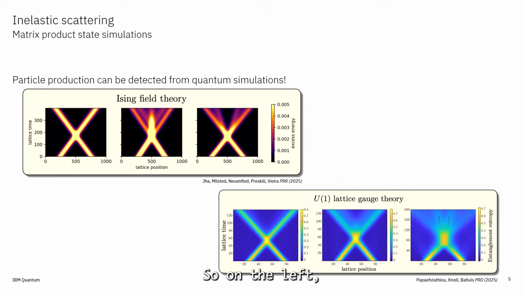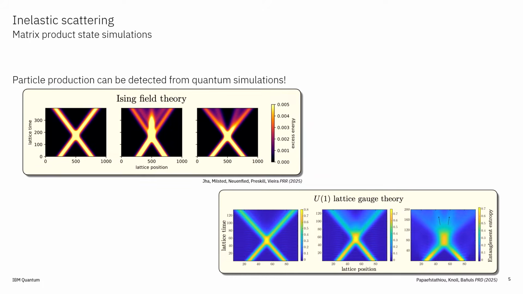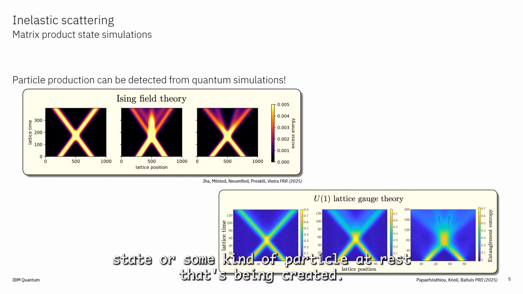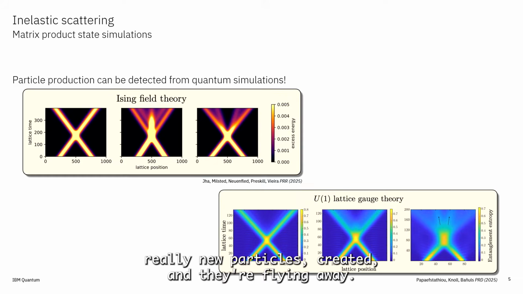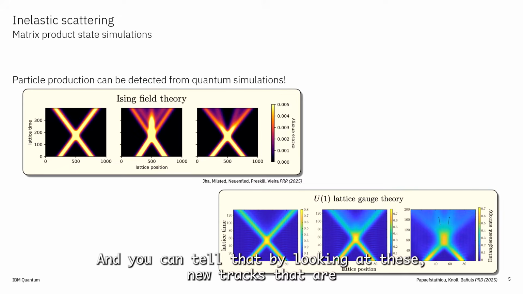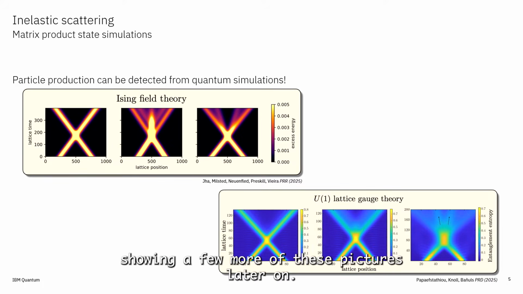So on the left, these particles are basically just passing through each other and not interacting. In the middle, it looks like there is some bound state or some kind of particle at rest that's being created, and on the right, there are some really new particles created, and they're flying away. And you can tell that by looking at these new tracks that are closer to the center. And so I'll be showing a few more of these pictures later on.